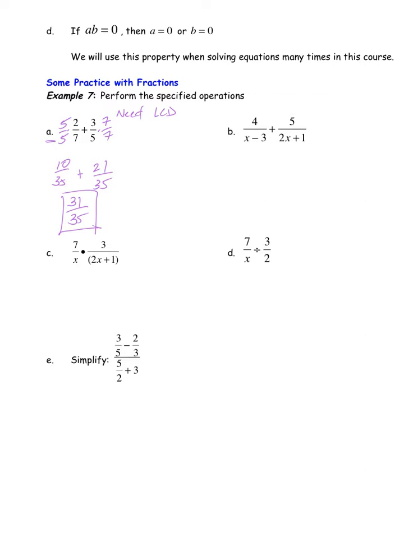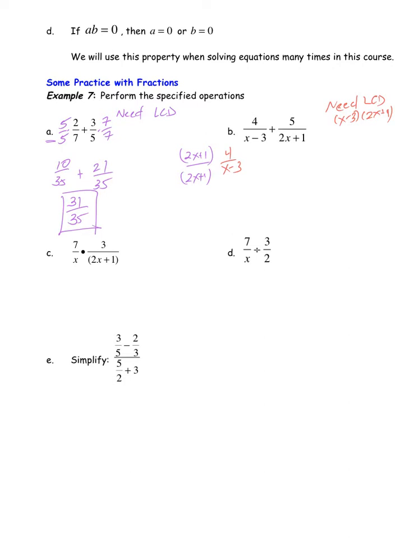So we're trying to add 4 over x minus 3 plus 5 over the quantity 2x plus 1. Once again, we need a least common denominator. In this case, it'll be x minus 3 times the quantity 2x plus 1. So once again, we're going to multiply each fraction by a funny form of 1. So we're going to have 4 over x minus 3. The funny form of 1 that we're going to use here is 2x plus 1 over 2x plus 1. That's the factor that's missing from its denominator.